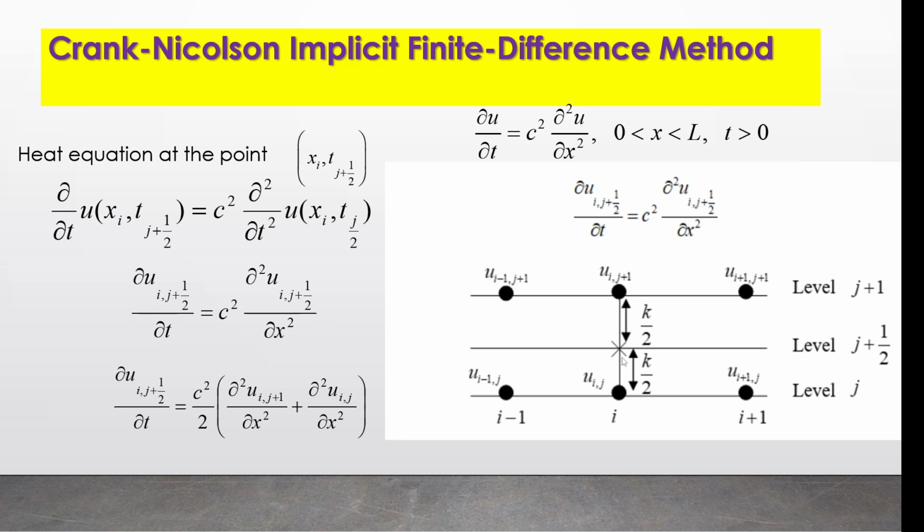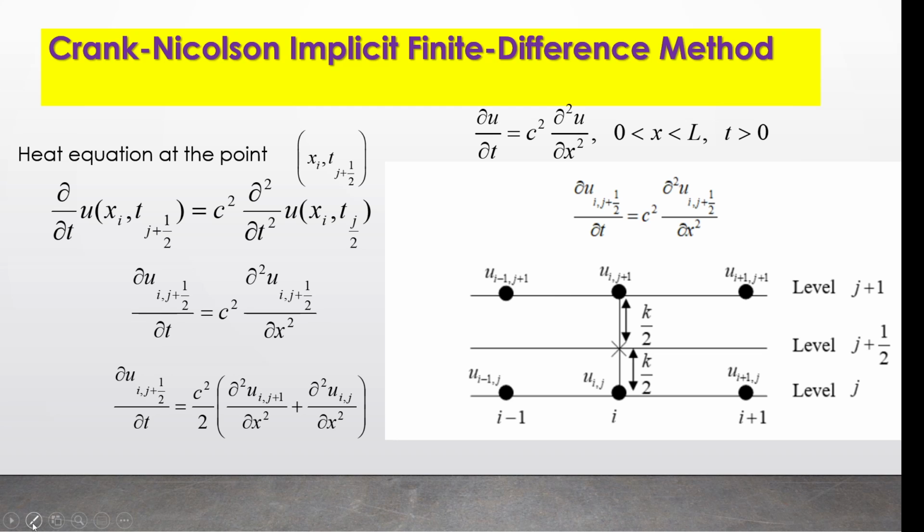For the Crank-Nicolson implicit finite difference method, u is approximated at the point (x_i, t_{j+1/2}), which we simplify as ∂u. So you see ∂u/∂t at the point (x_i, t_{j+1/2}) equals c² ∂²u/∂x² at i, j plus half. This is level j plus half, this is level j, and this is j plus 1.